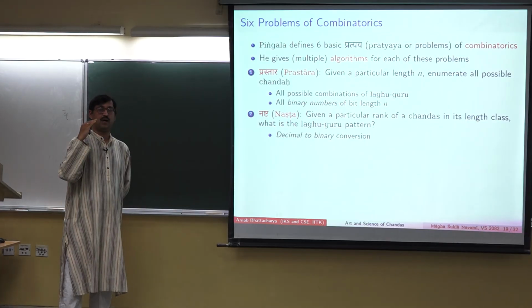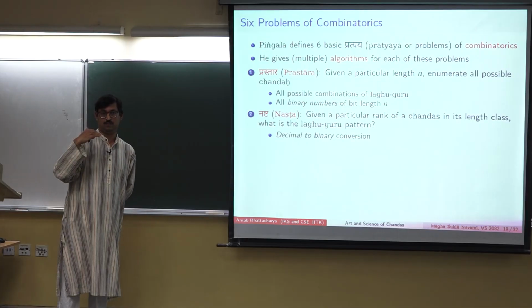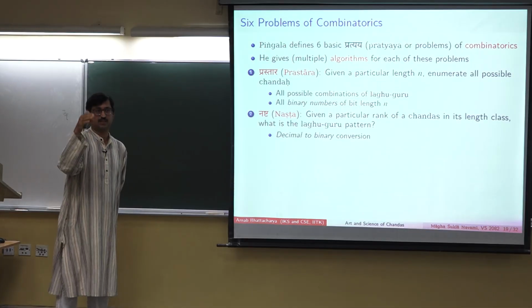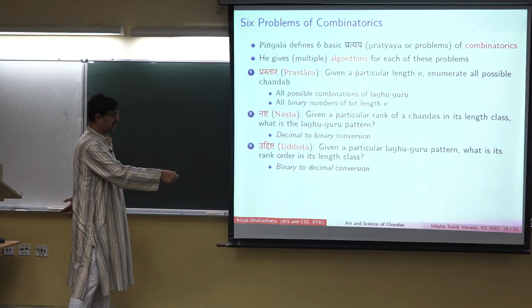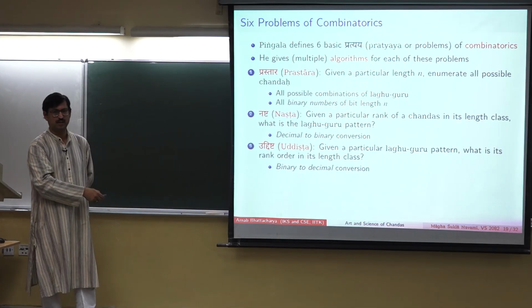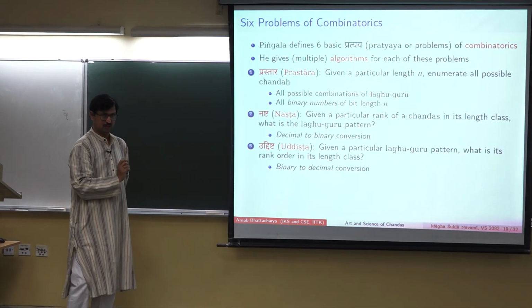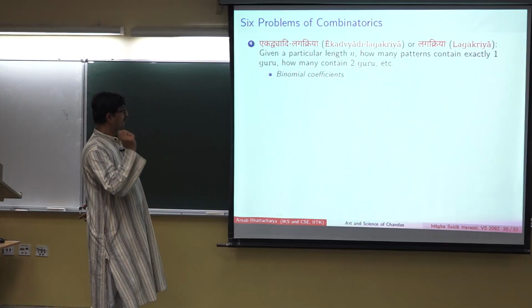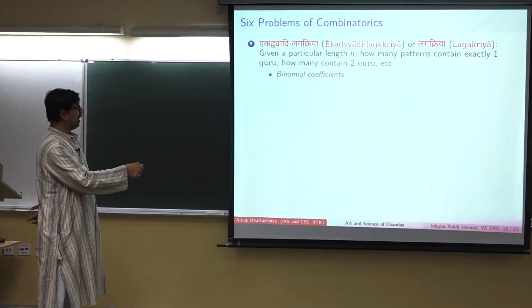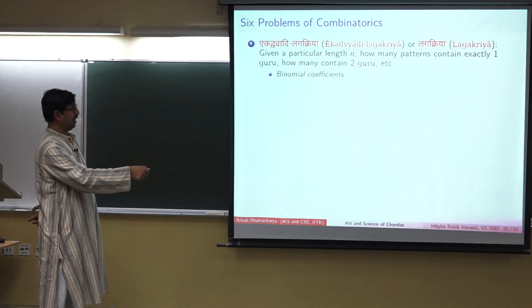And if I now say give me the 10th chanda in this class. So Nashta and Uddishta are just opposite of each other: decimal to binary conversion and binary to decimal conversion. Okay? Then we have something called a Laga Kriya, or Eka Di Adi Laga Kriya.